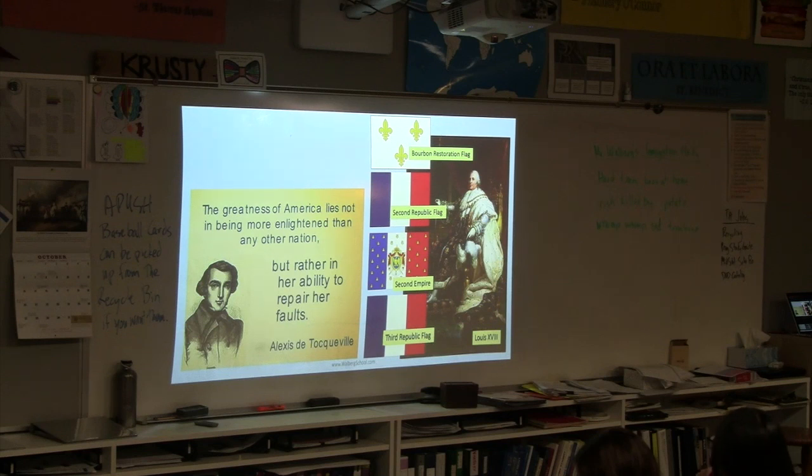So Tocqueville, what he writes is that because the United States has high levels of equality and high levels of individualism, means that there is no mediating class.